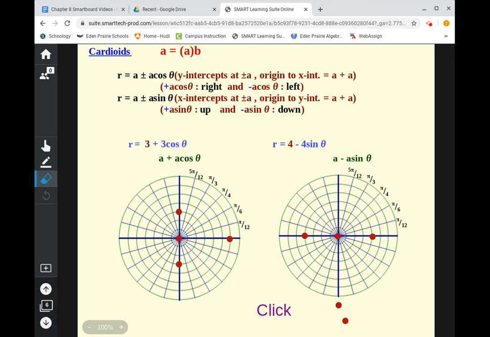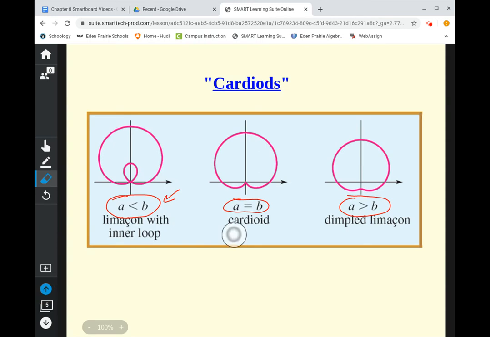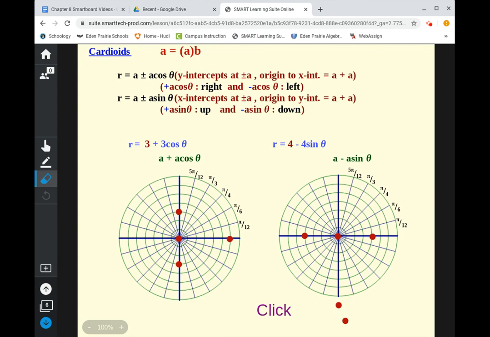And notice they're the same. a and b, as in the previous slide, we said if a was equal to b, in this case you have a and a, so we're calling them the same, 3 and 3. Well, your y-intercepts are positive a and negative a. So I go 1, 2, 3, and 1, 2, 3, and I plotted both of those points. Okay, the next thing says origin to the x-intercept is equal to a plus a.